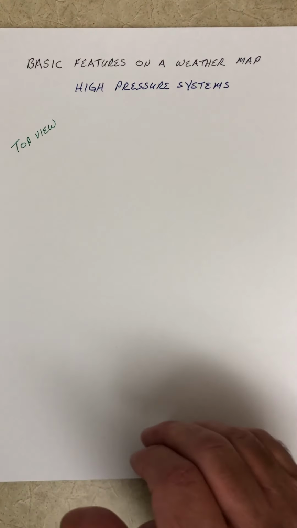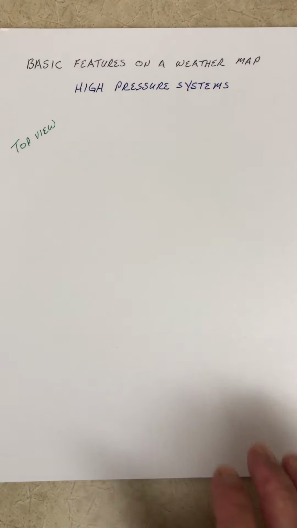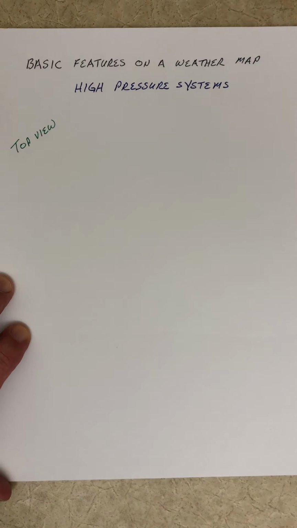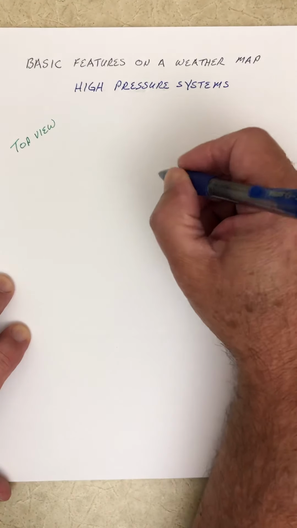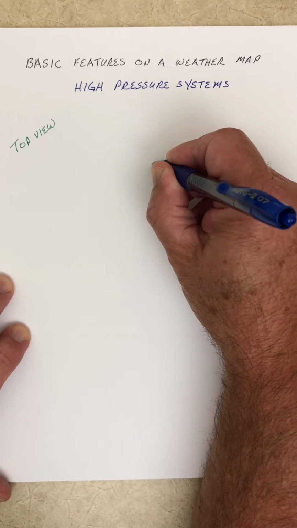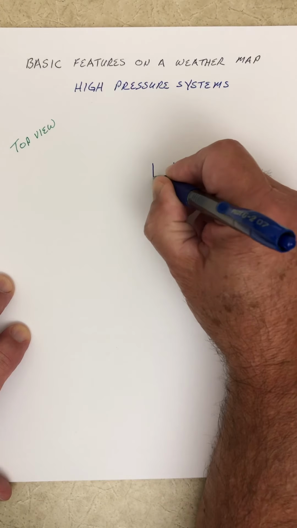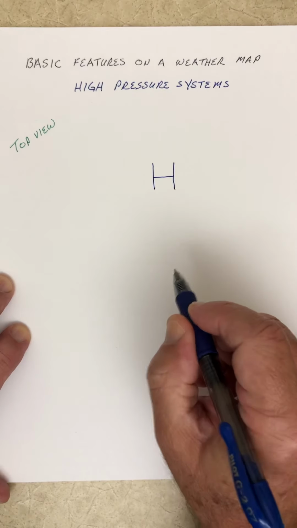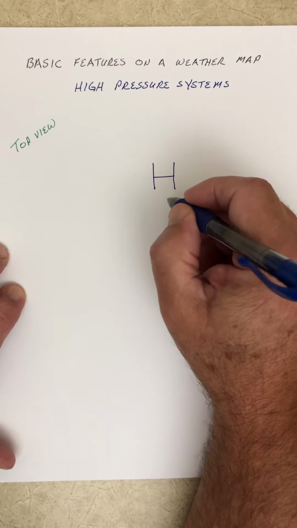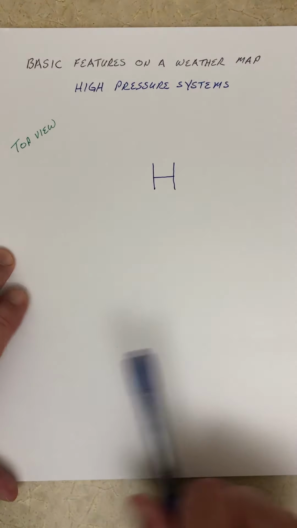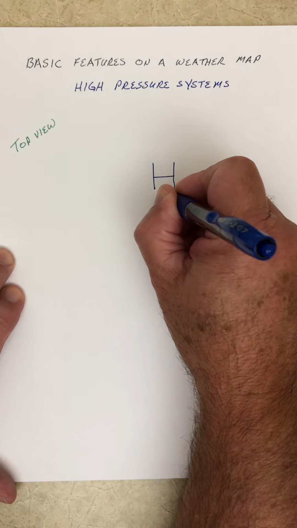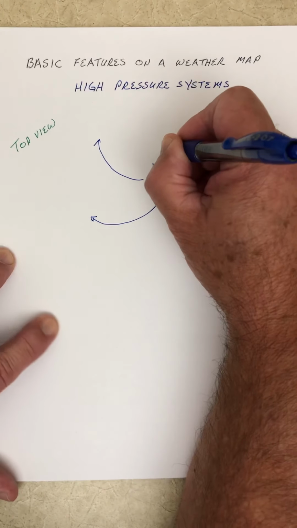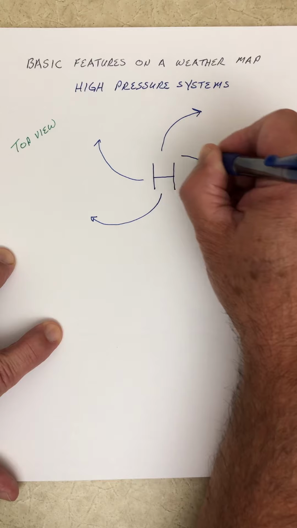All right, class, on to high pressure systems. The second of the basic features that we'll find on a weather map. A high pressure that you see on a weather map will be a big blue H. And again, we're looking at it from a top view. So if we're looking at a weather map, we're looking down on the two-dimensional weather map. And the horizontal wind flow around this high pressure is going to be clockwise and outward. So this is going to look kind of like a pinwheel.